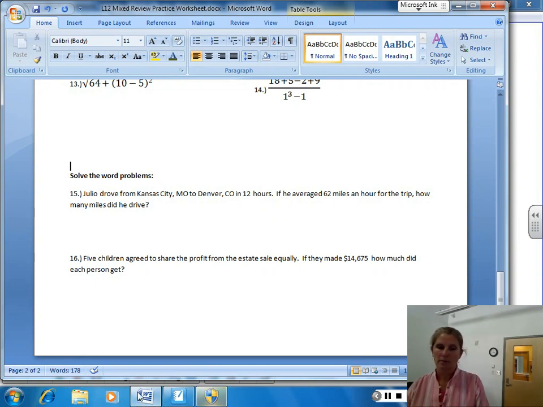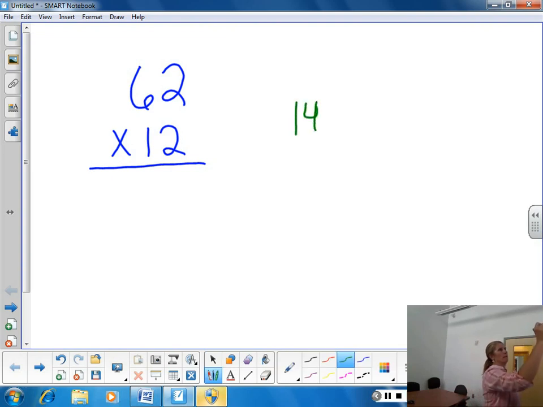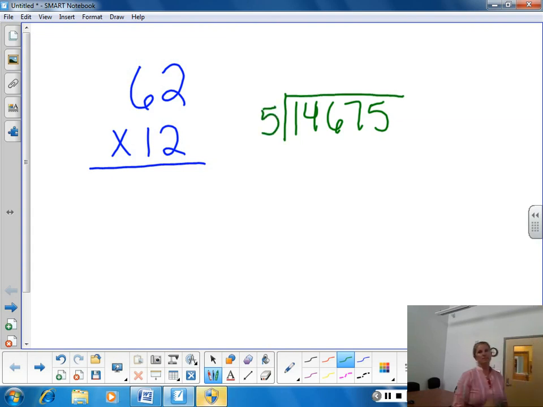$14,675. And we're dividing it up 5 ways. This is going to come out exactly equal because 5 goes into every number that ends in 5 or 0. If you count by 5s, 5, 10, 15, 20, 25, 30, 35, 40, you can see that there's a pattern. They all end in either 5 or 0. So I know 5 goes into this evenly, and so you're going to do the division there and see what you get.